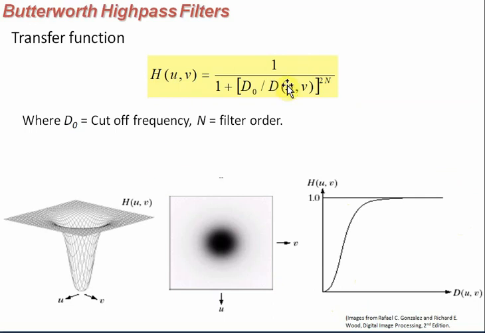Now the Butterworth high pass filter. Its transfer function is 1 by 1 plus D naught by D of u comma v, whole power 2n. These are the graphs: this is the image, and this is its representation in a 3D plot. This is the characteristic between H of u comma v and D of u comma v. Now for different order n values, you plot different lines like this.